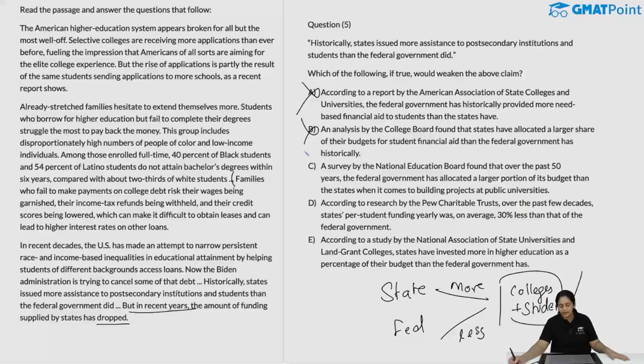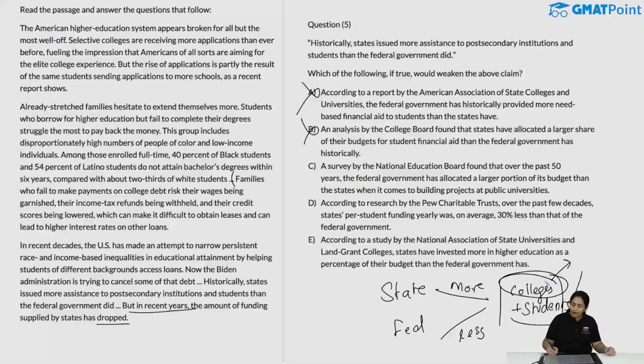A survey by the National Education Board found that over the past 50 years, the federal government has allocated a larger portion of its budget than the states when it comes to building projects at public universities. So here, like A was referring to a portion of students, here it is referring to a specific expenditure of colleges, that is building projects at public universities. When you give money to colleges, it can be for a host of factors. Here, the author is basically saying the Feds gave more money than states to build buildings in public universities. So again, this is referring to a fraction or part of the money given to colleges.